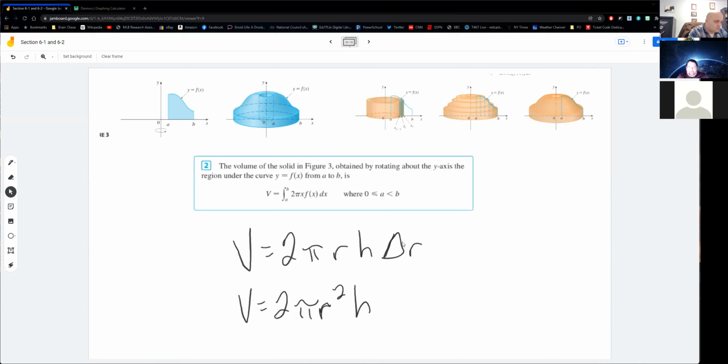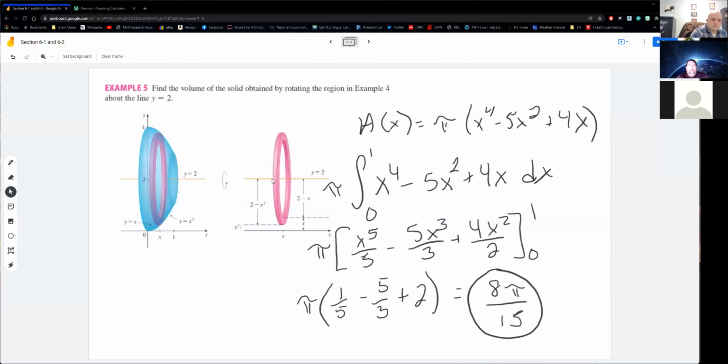Professor, could you please repeat that part? Yeah, so when we were looking at the disk, the thickness of it was what's going down to 0. So that's why I didn't have to worry about how thick that disk was, because that's what the dx at the end was taking care of. I was just taking the area and multiplying it by how thick it was, which was going to nothing.